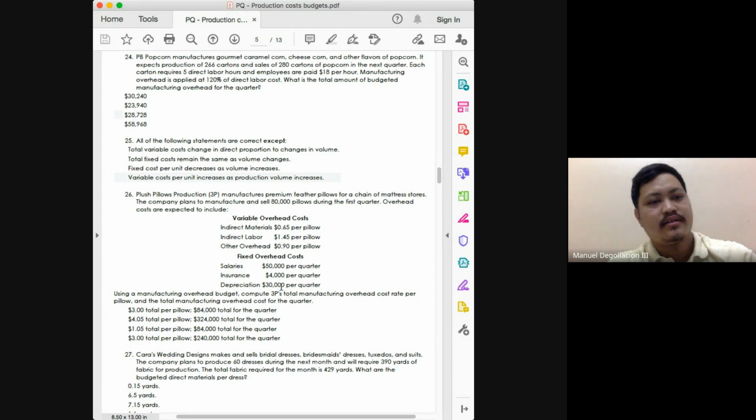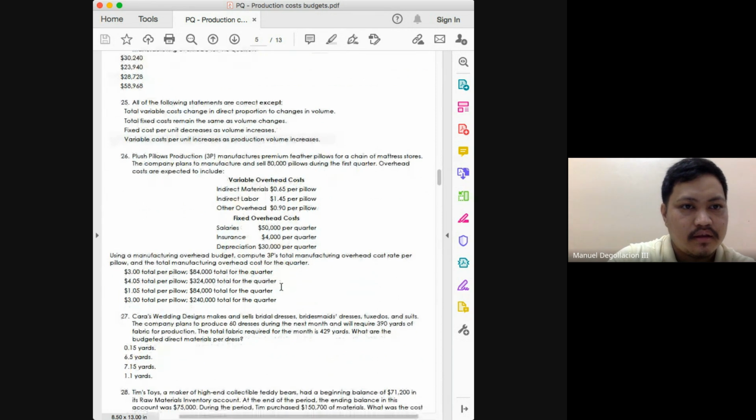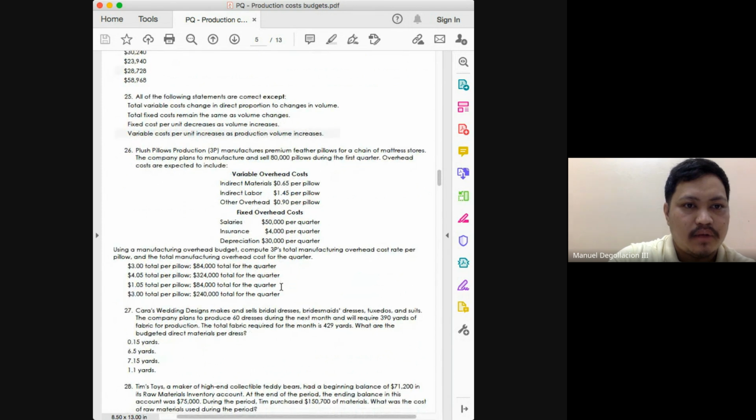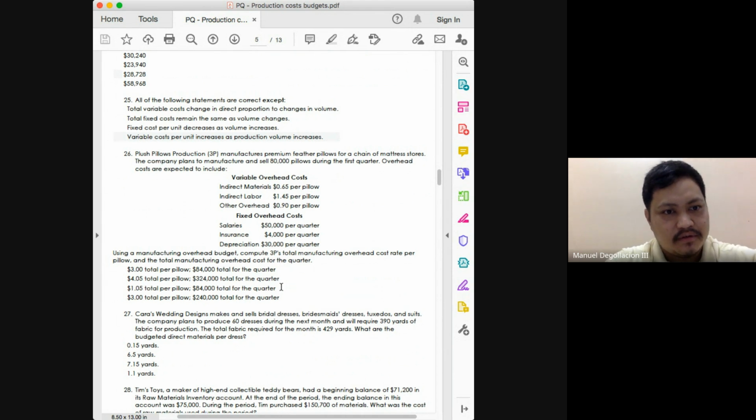Okay, next, number 26. Plush Pillows Production manufactures premium feather pillows for a chain of mattress stores. The company plans to. Let's go to the question. Using the manufacturing overhead budget, compute the company's manufacturing overhead cost rate per pillow and the total manufacturing overhead cost for the quarter. Okay. Cost per pillow.